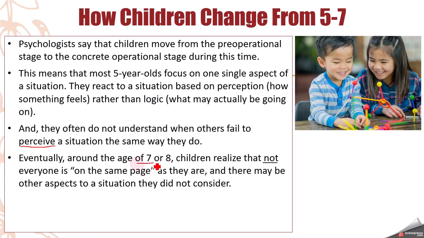So by ages seven and eight, around that time, children realize not everybody's on the same page that they are. There have to be other aspects of a situation that they didn't consider. So you take that same, let's say, preschooler who didn't understand why they had to stop coloring.